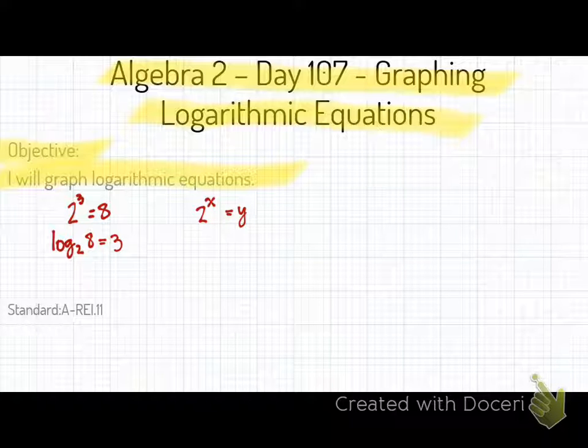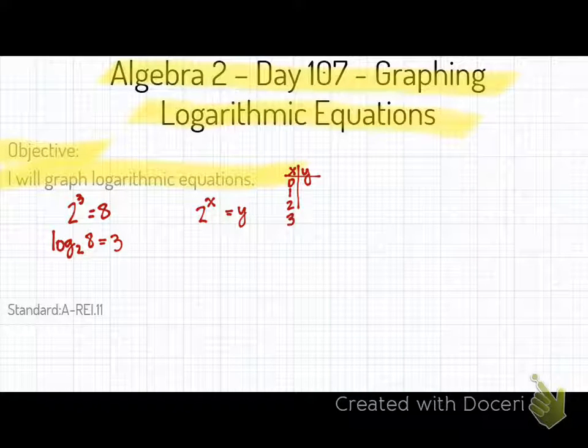Okay? So, what happens if we have 2 to the x is equal to y? Let's just change this to a function. This could be any ingredient, any input. We're going to get an output. So, if I make an xy table here, and I put some ingredients in, okay, let's go through this. What's 2 to the 0? Say I put 0 into here. What's 2 to the 0, everyone?